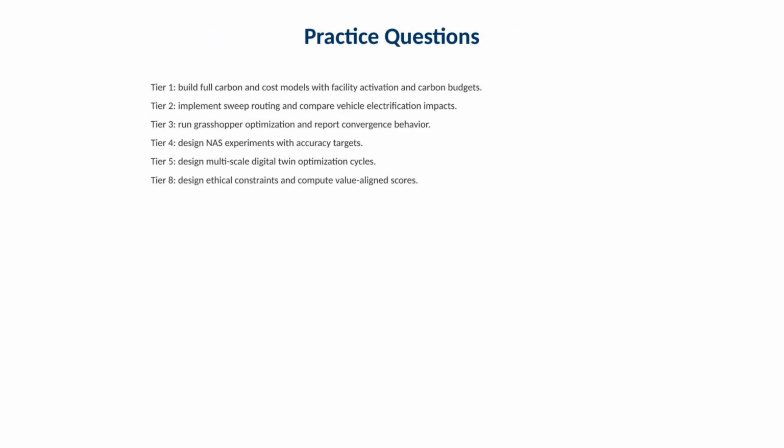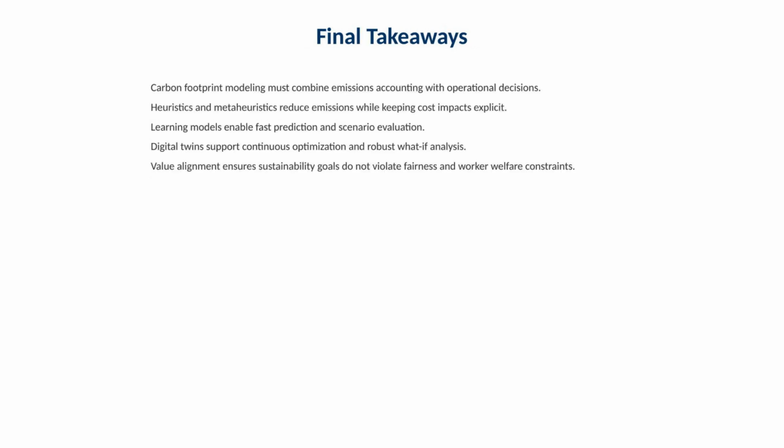These questions test whether you can implement the core ideas. You practice formulating a carbon-aware routing model with facility emissions and mode emission factors. You also practice implementing a carbon-aware sweep heuristic, designing a Grasshopper optimization run, and interpreting convergence, and designing a multi-scale digital twin update cycle. To close, carbon footprint modeling is only valuable when it changes decisions.